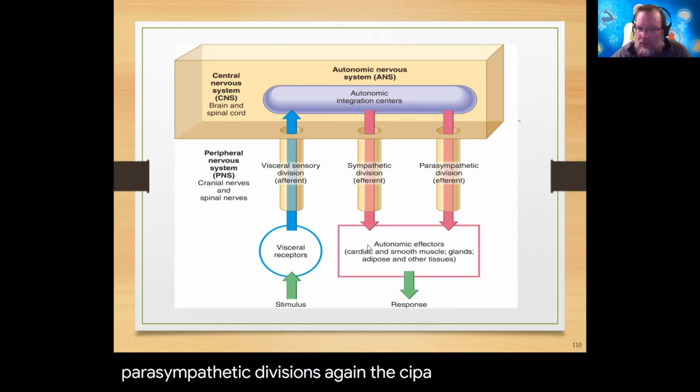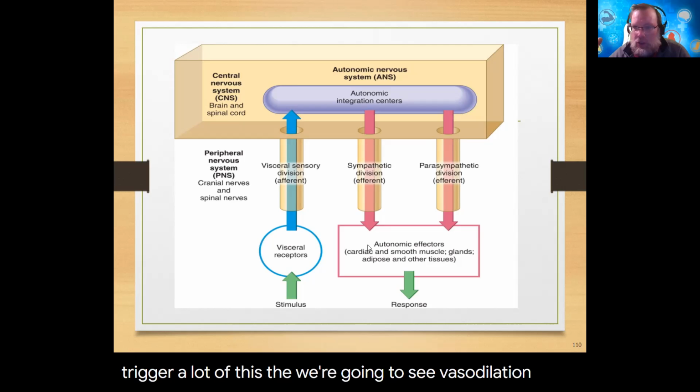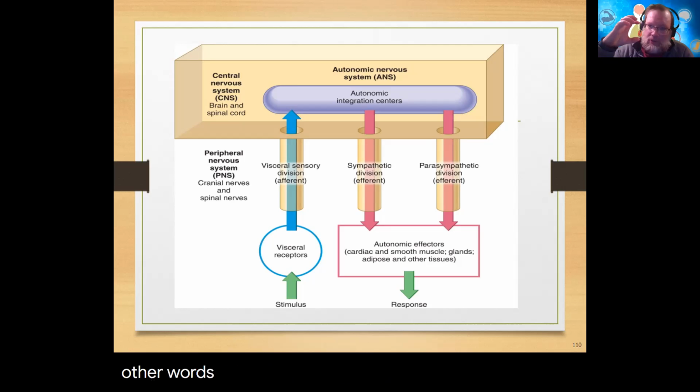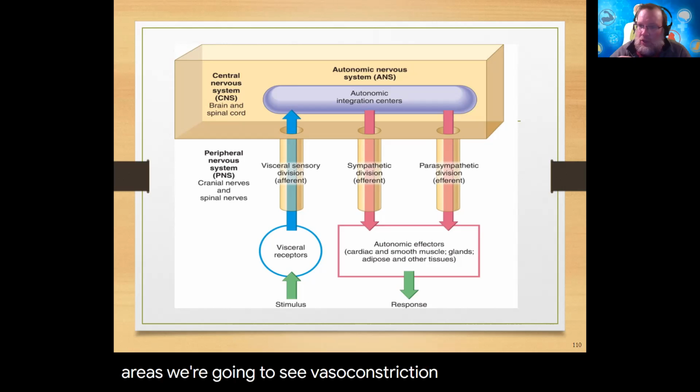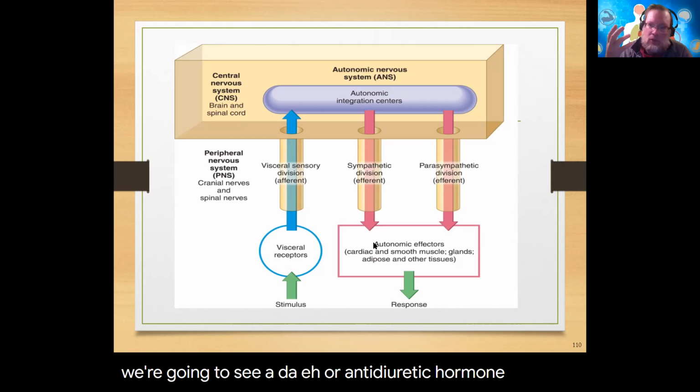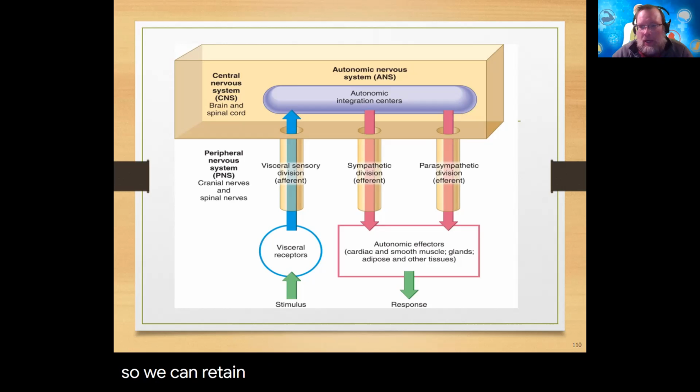Again, the sympathetic is going to trigger a lot of this. We're going to see vasodilation, in other words, blood vessels increase in diameter in some areas. We're going to see vasoconstriction occur in other areas. We're going to see the heart rate increase, respiration rate increase, body temperature increase. We're going to see ADH, or antidiuretic hormone, increase so we can retain fluids. We're going to see cortisol and some of these stress hormones get released to help prevent some of that inflammation.